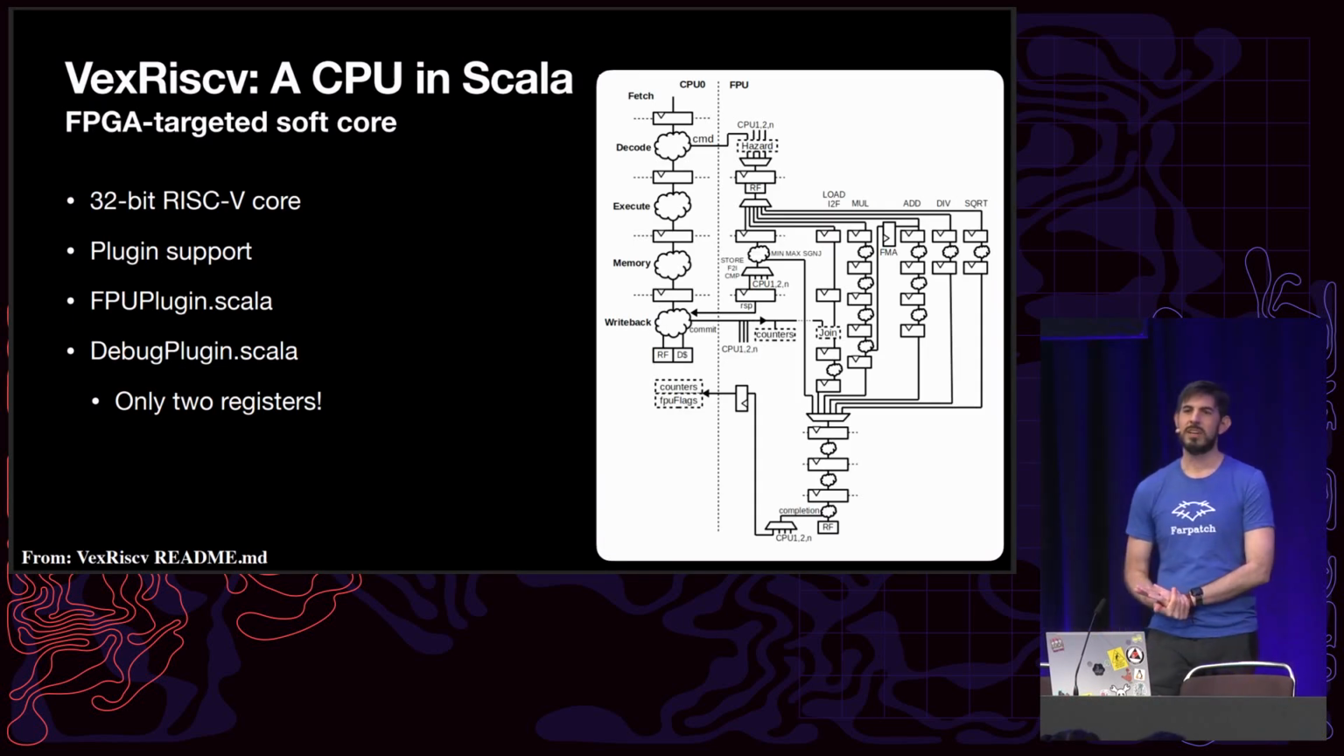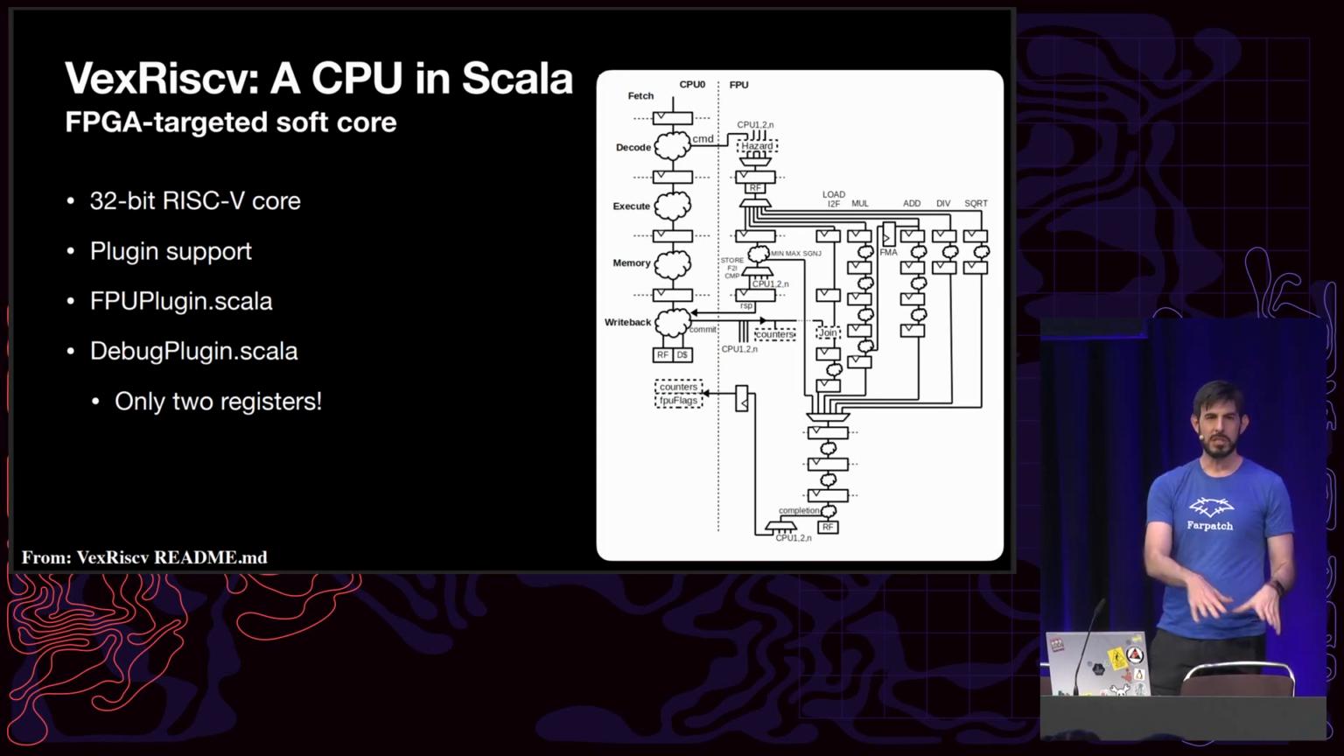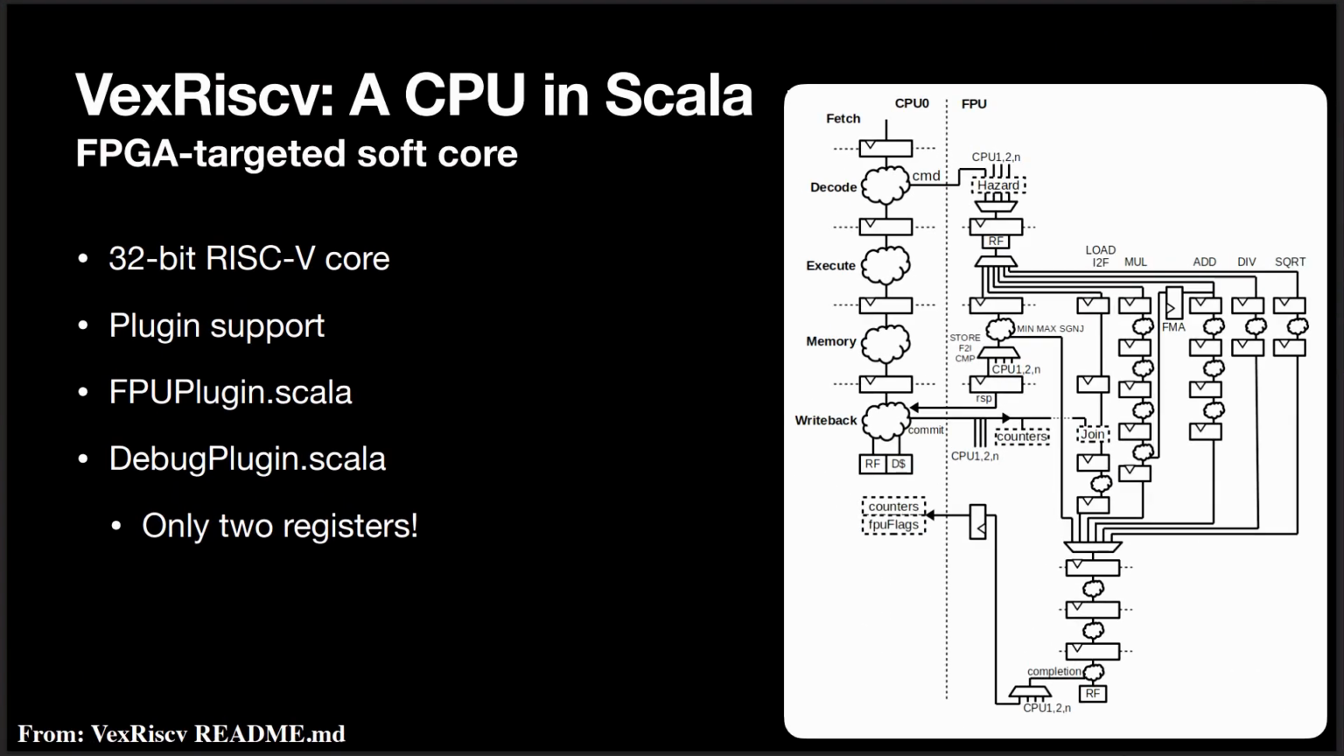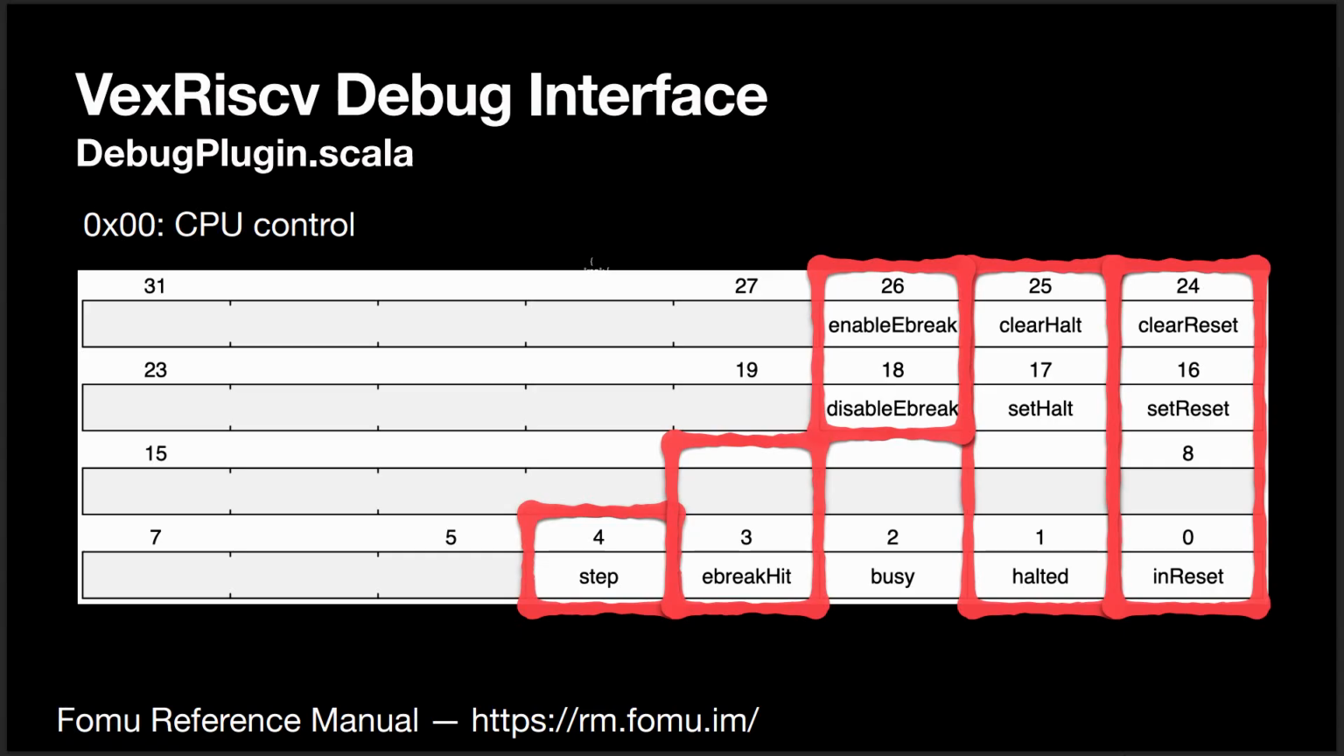The VexRiscv is a CPU that's written in Scala, and it's designed to be put in FPGAs, but it's also been used in some silicon projects. It's a 32-bit RISC-V core, but the most important thing is it has plugin support, and you can see an image on there. This is the plugin for the FPU. Plugins can do a lot in this CPU, from adding custom instructions to adding entire pipelines to the CPU. But the one we're interested in is the debug plugin, which is interesting because it's only two registers. For starters, there's this 32-bit register here.